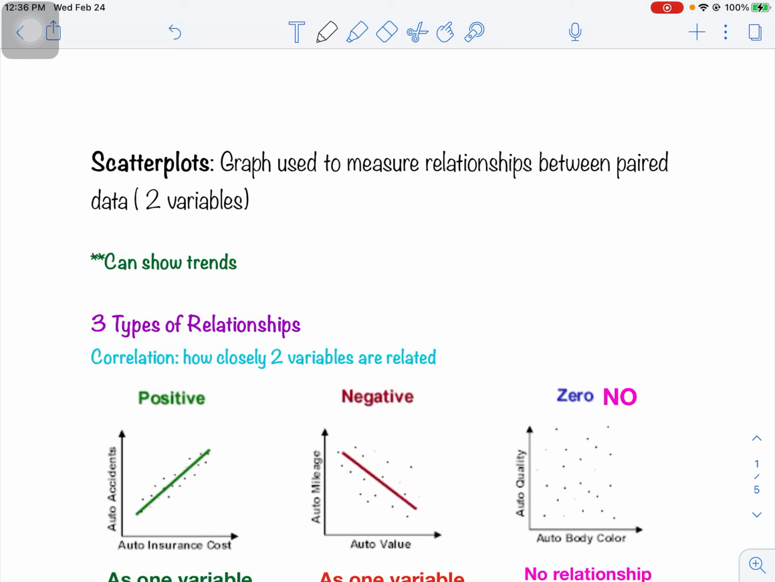Today we're going to talk about scatter plots. So scatter plots are graphs that are used to measure the relationship between two data sets or two variables. And these are used to show possible trends that may be occurring.